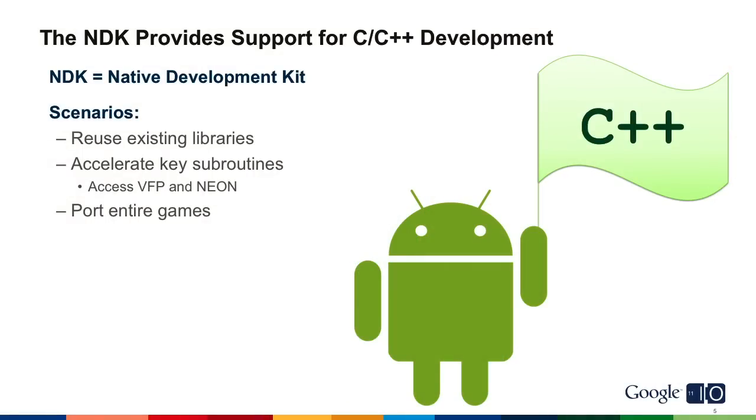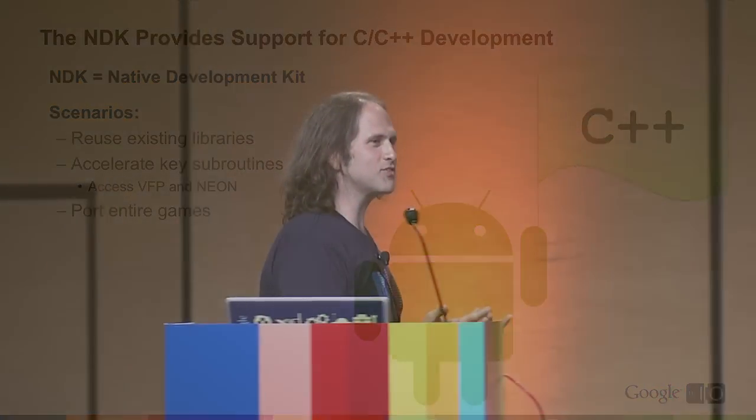So to start off with, the NDK provides support for C and C++ development. NDK is the native development kit, and the idea is people write code in other languages than Java. I know, it's kind of shocking. And sometimes this code works and they want to reuse it. So we made the NDK partially because there's tons and tons of great code out there, whether it be open source code, whether it be code that you've developed that you're going to want to reuse.